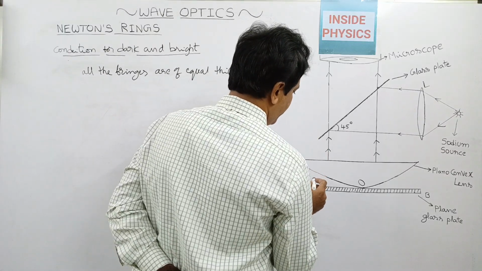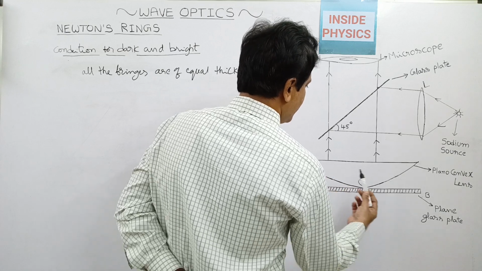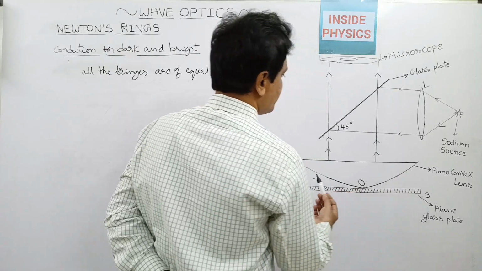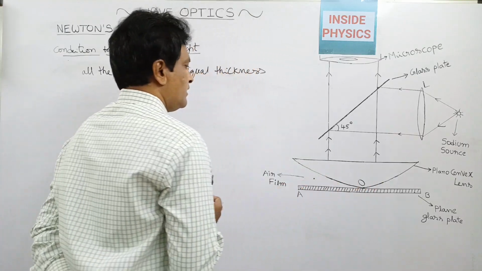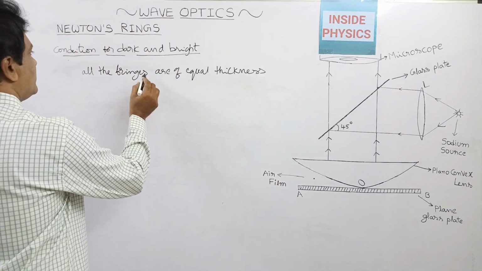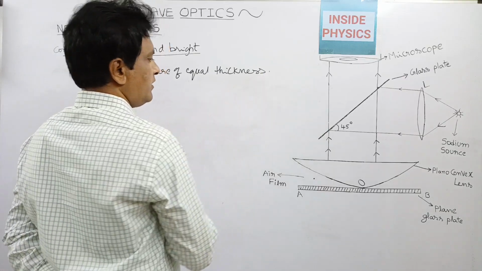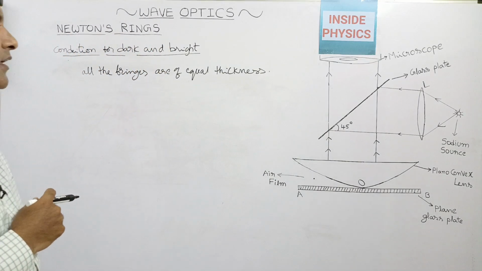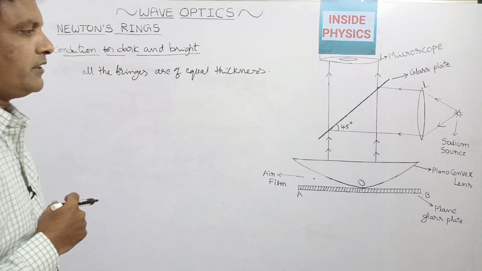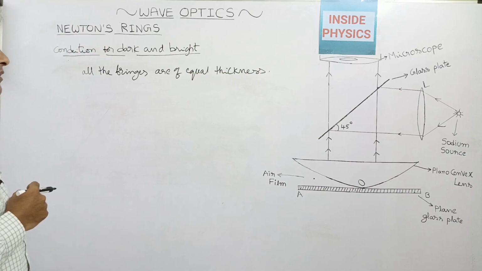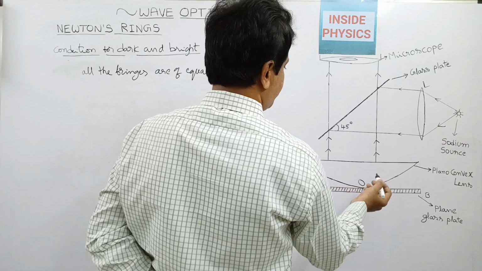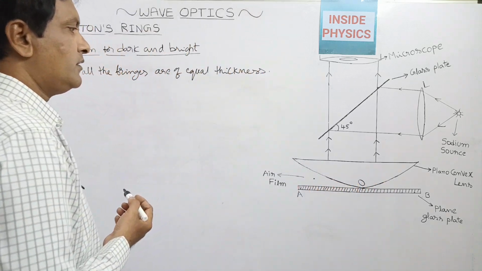So if they have the same thickness and a ring is formed exactly connecting the locus of all these points around this plano-convex lens, then the thickness of the fringe will be the same. All the fringes are of equal thickness. That is the logic behind the equal thickness of all the fringes, and they will form circular fringes also. Once they are of equal thickness, the shape of the ring will be circular.